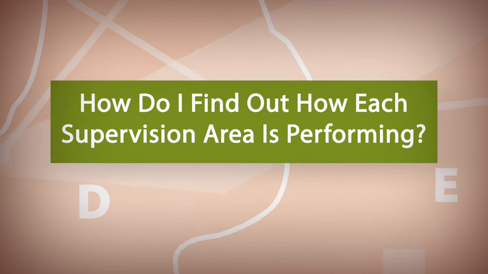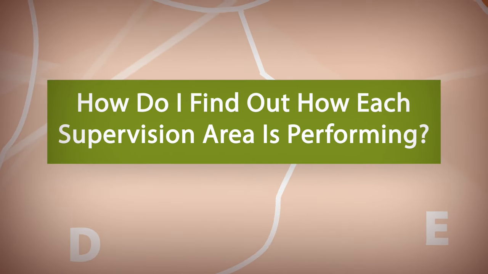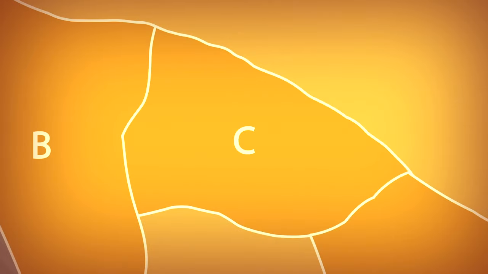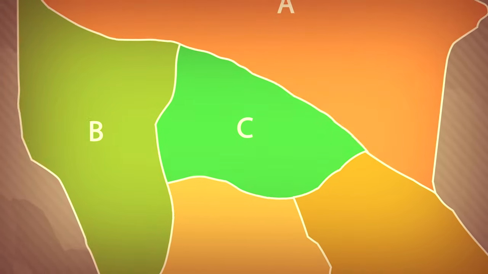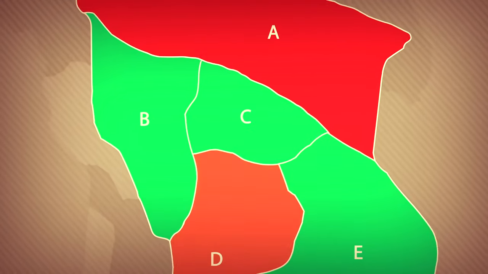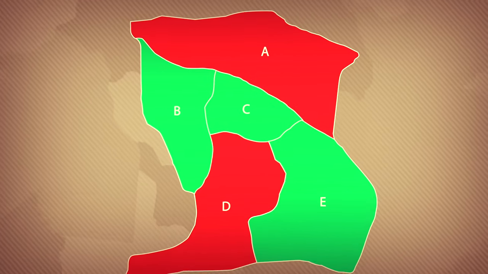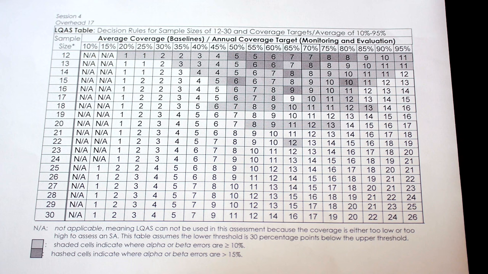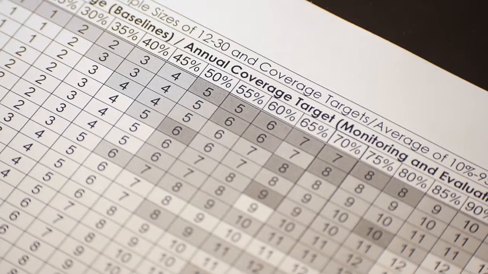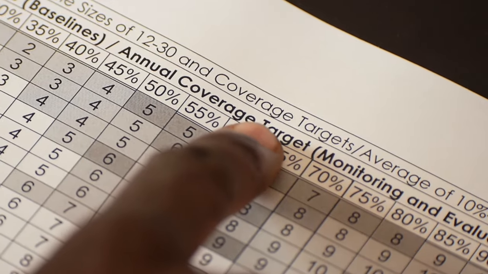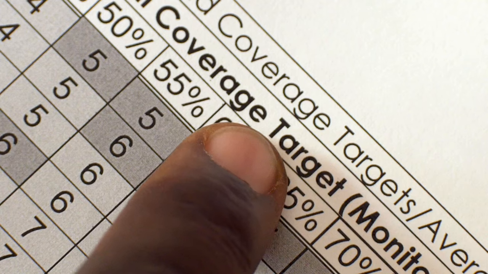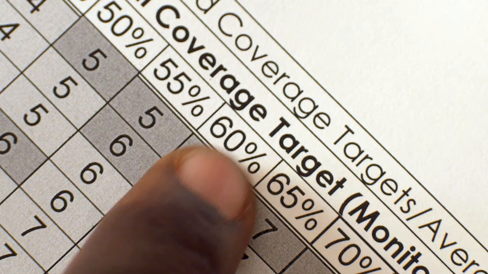How do I find out how each supervision area is performing? For both a baseline survey and regular monitoring, we can classify the supervision areas as having at least average coverage or being well below the average for the region. Using the LQAS table, find the average coverage among the percentage columns at the top. Always round up to the nearest 5%. Place your finger on this number.